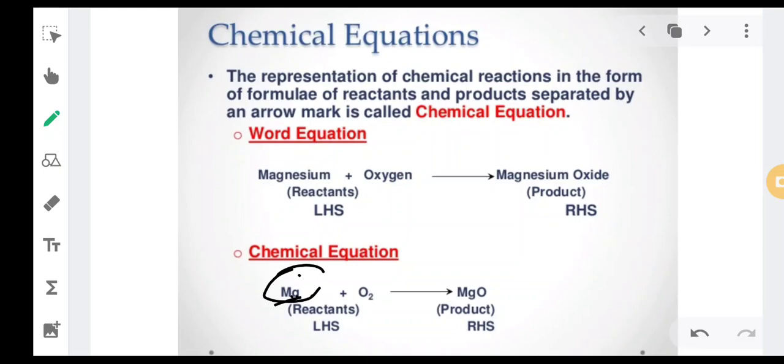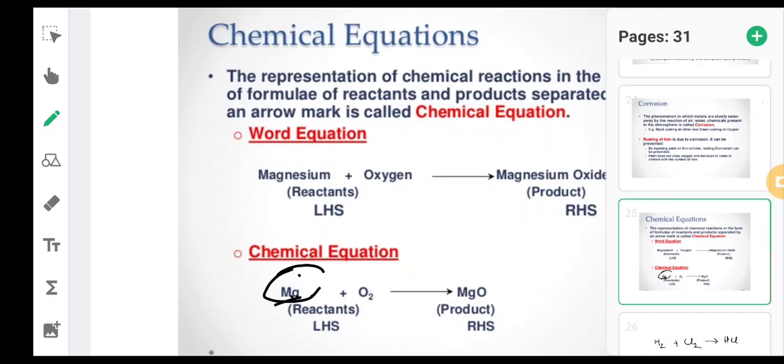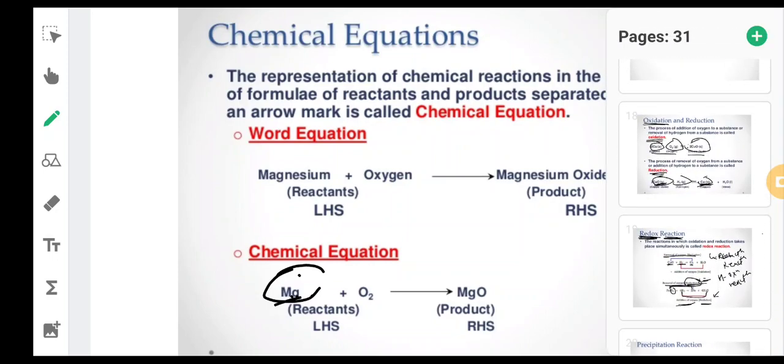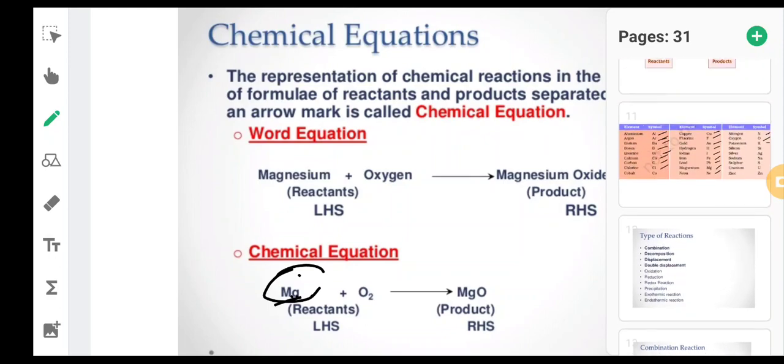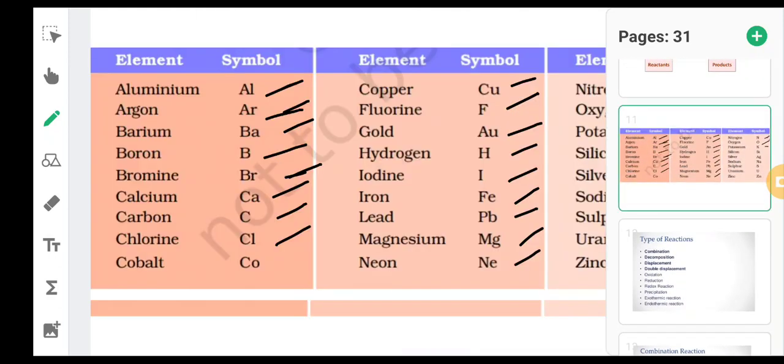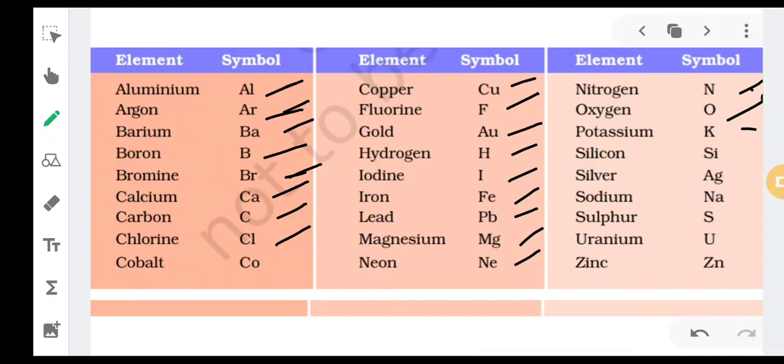So now, what is a chemical equation? A chemical equation is a chemical reaction which is written by using symbols. In the last class also I told you to write the symbols of all the elements. These were some of the elements whose symbols I had told you to write.